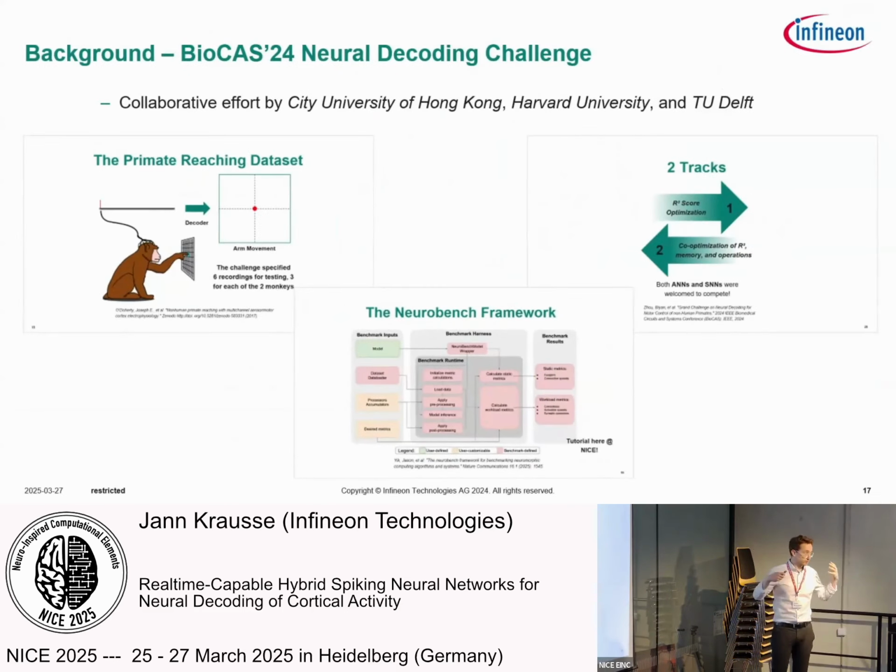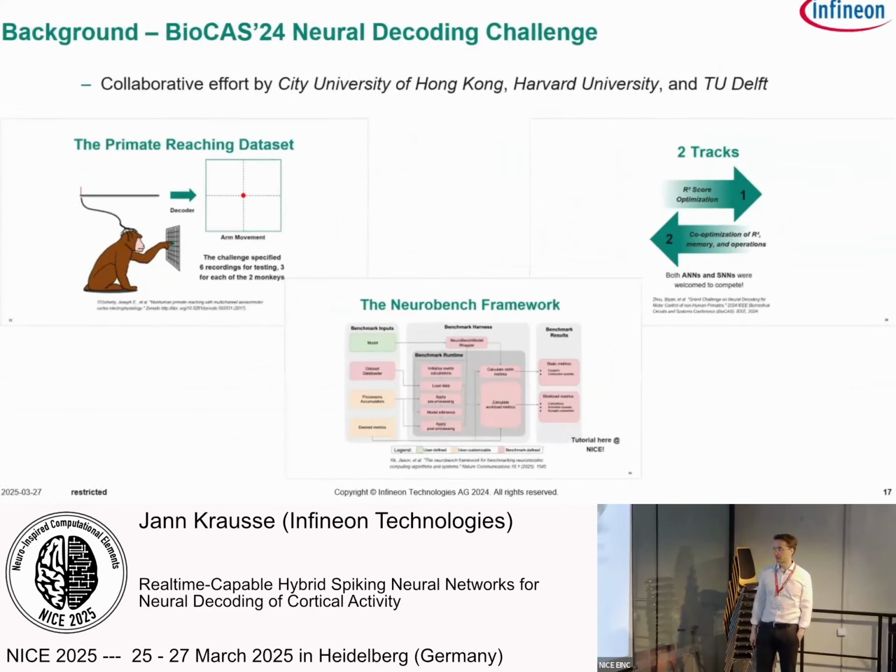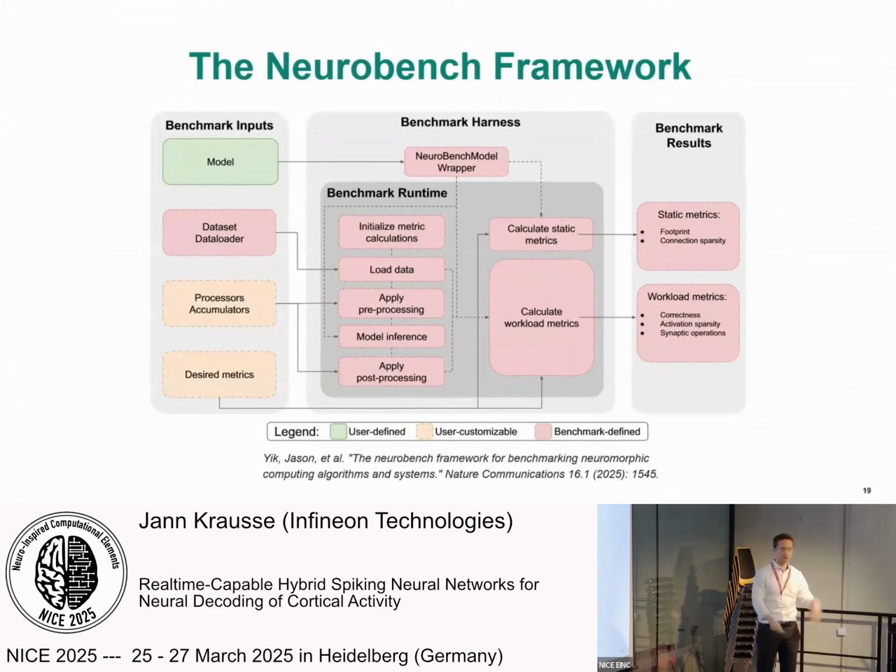Now you need a good way to evaluate the participants' approaches, and for that they use Neurobench. I don't need to tell you about it. I was planning to, but I think Jason did a very good job on this. In the end, you just give it your model, you give it your data, and then Neurobench spits out all the metrics that are important for evaluation. And please go and look at the tutorial tomorrow. I think it's a great tool to work with.